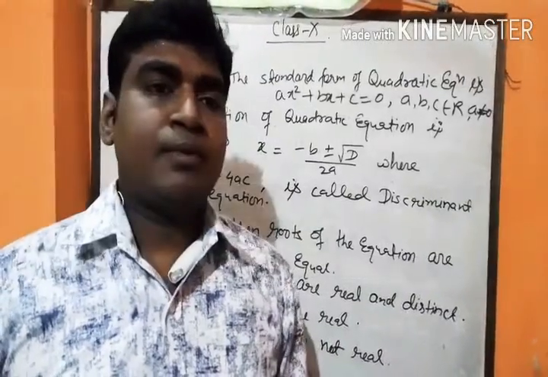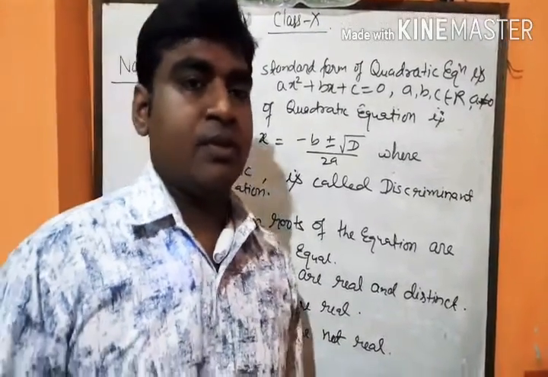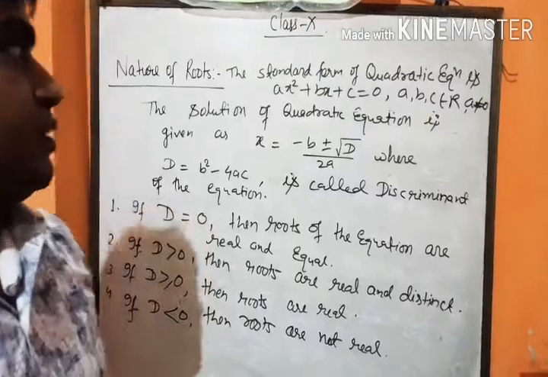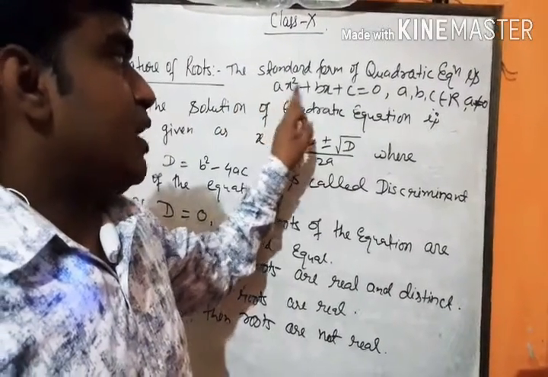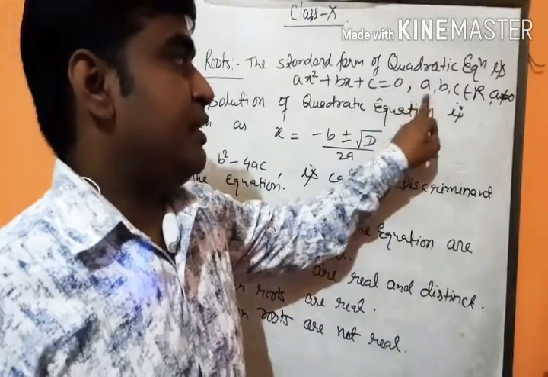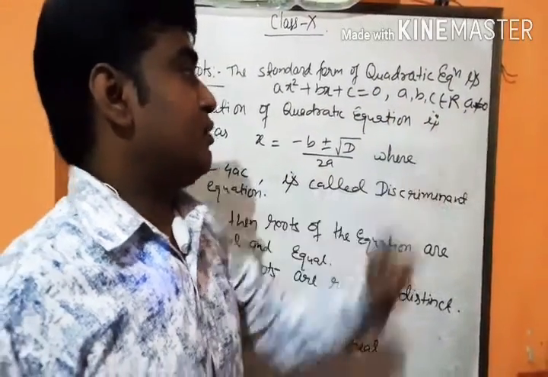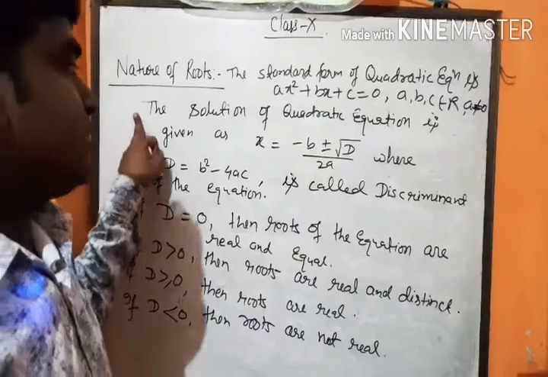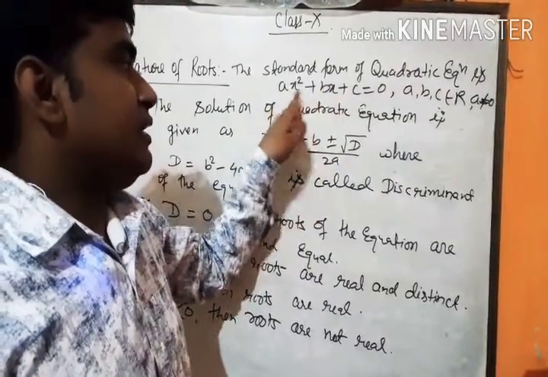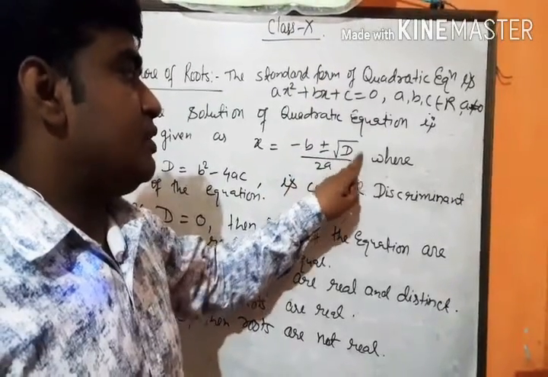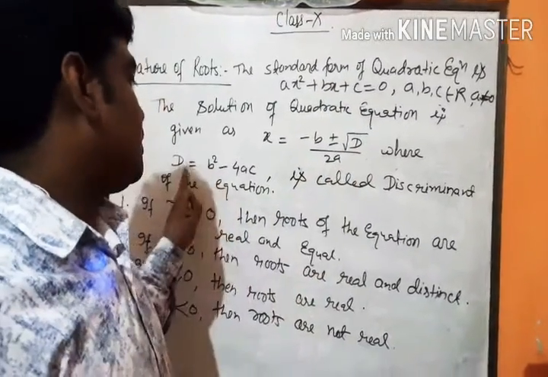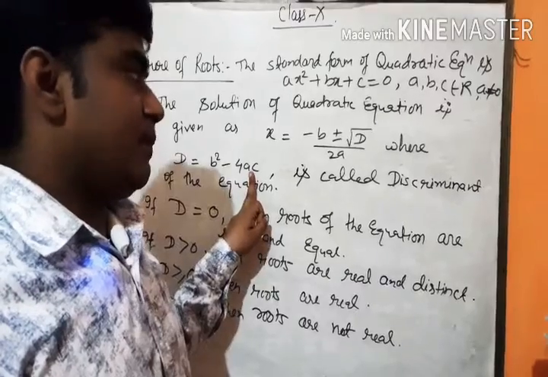Hello student, today we are going to start nature of roots of the quadratic equation. Here we know that the standard form of the quadratic equation is ax square plus bx plus c equal to 0, where a, b, c are real numbers but a not equal to 0. And also we know that the solution of the given quadratic equation is given as x equal to minus b plus minus under root d upon 2a, where d is equal to b square minus 4ac.